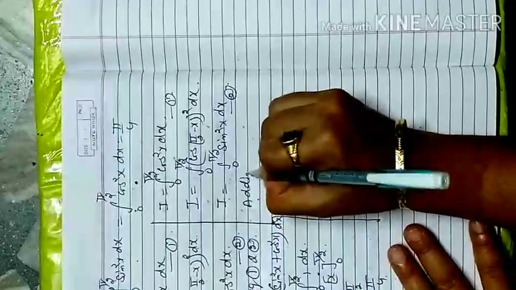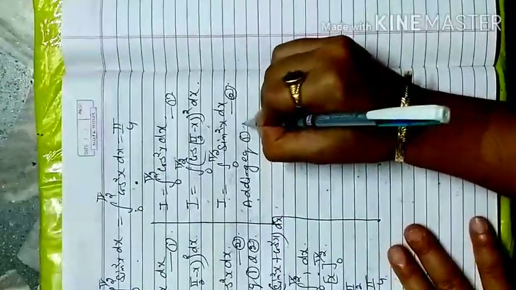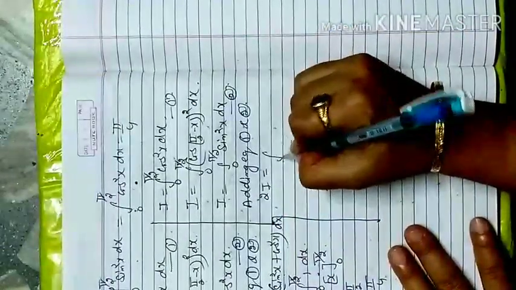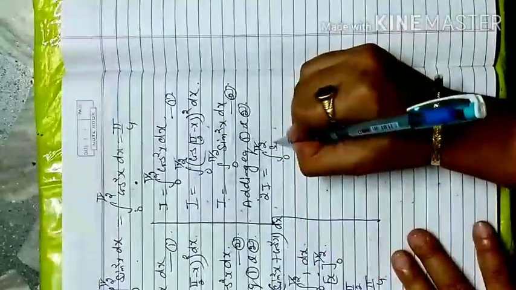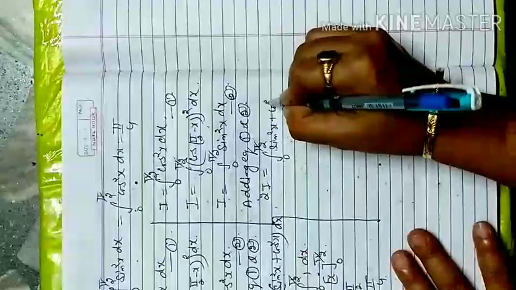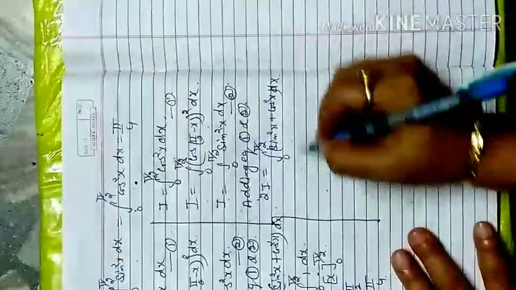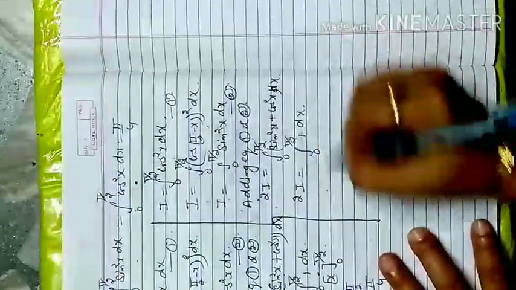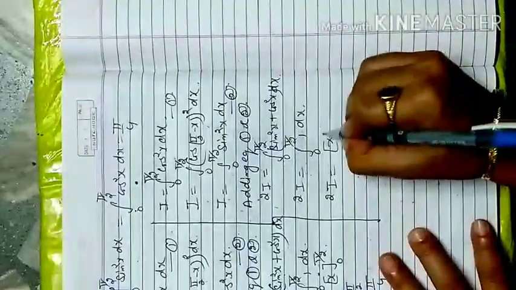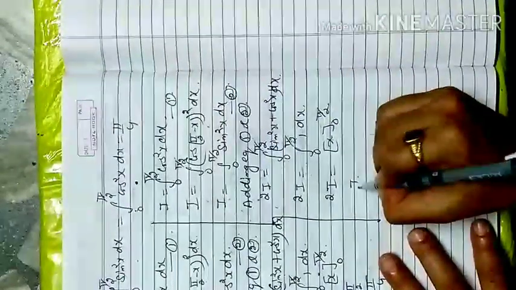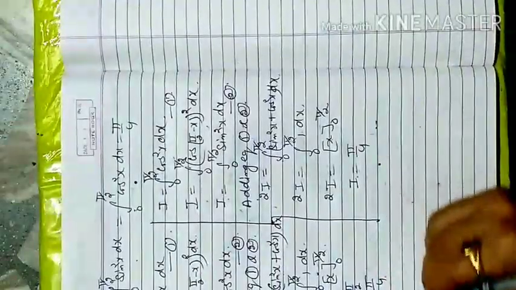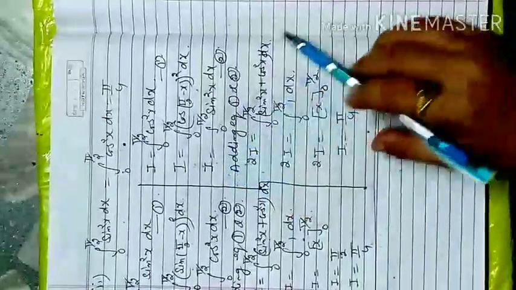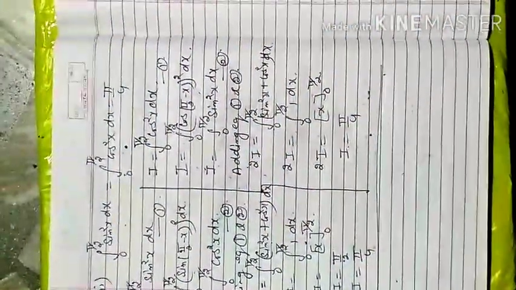Now you have to add these two equations. Adding equations 1 and 2 gives you 2I is equal to the integral from 0 to pi by 2, same thing here, of sin square x plus cos square x dx. After that all conditions will be the same. 2I is equal to the integral from 0 to pi by 2 of 1 dx. Then 2I is equal to x from 0 to pi by 2. Then after solving I will get pi by 4. So that means whether you take sin square x or cos square x, your answer in both cases is pi by 4.